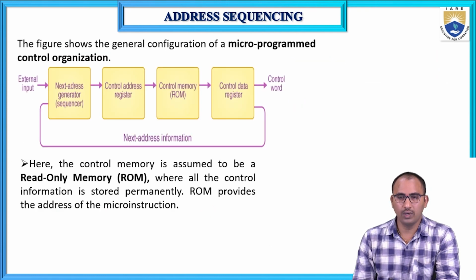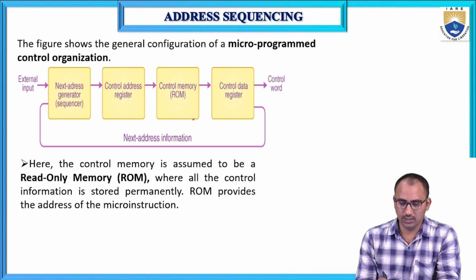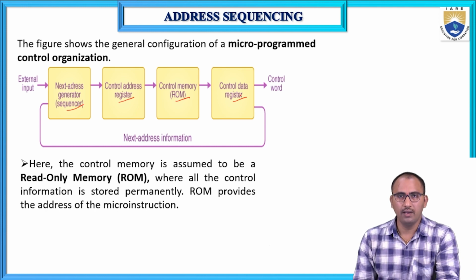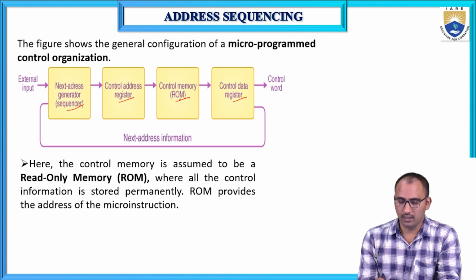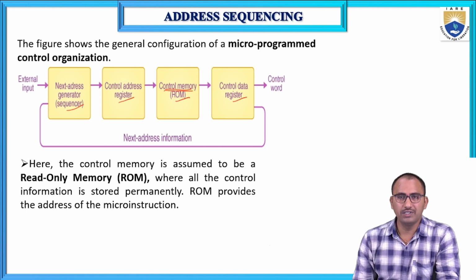If you look into the microprogrammed control organization, it mainly consists of the next address sequencer, or we can also call it the address sequencer, the next control address register, control memory, and control data register. Here we are generating the control signals using a microprogram. In order to store the microprogram, we require memory, that is the control memory. What is control memory? The memory which is present inside the control unit. That is a control memory.